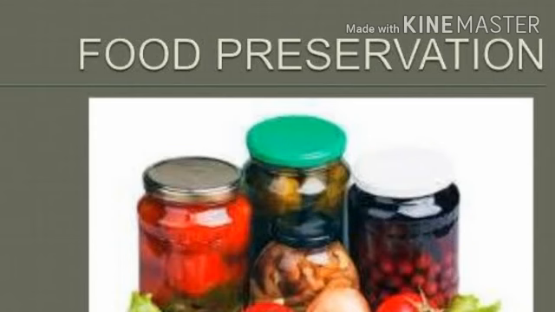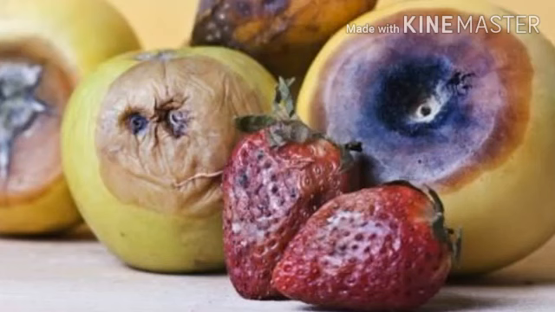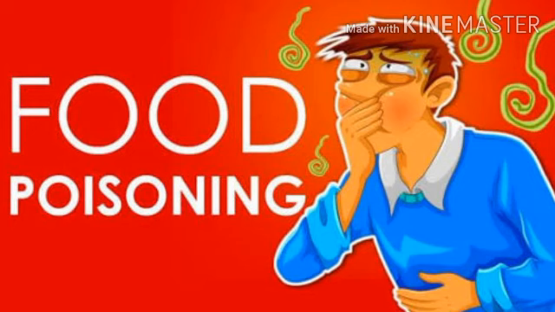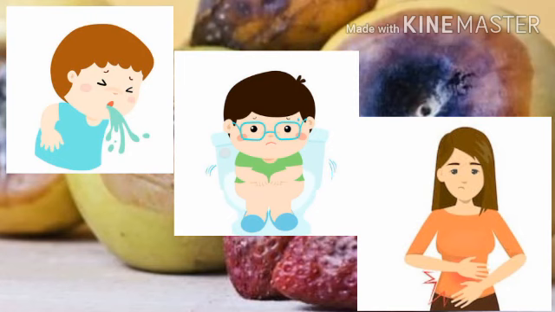Moving ahead with the next topic, food preservation. Food gets spoiled when it is attacked by microorganisms. Spoiled food gives off a foul smell and tastes bad. Sometimes its color may even change. Eating spoiled food can cause food poisoning. Food poisoning can cause vomiting, diarrhea, and abdominal pain.